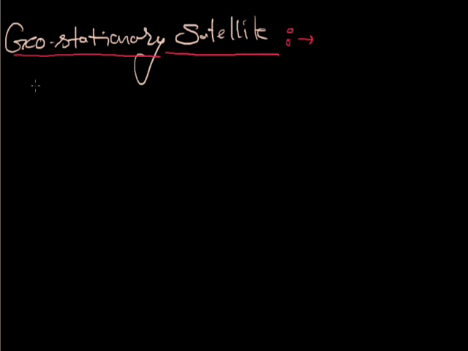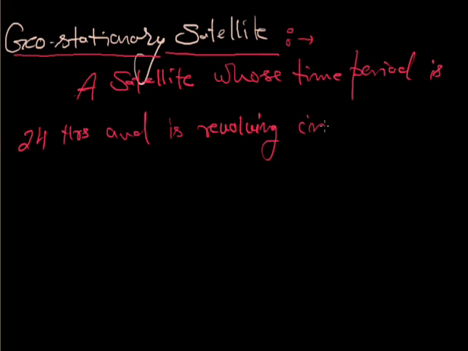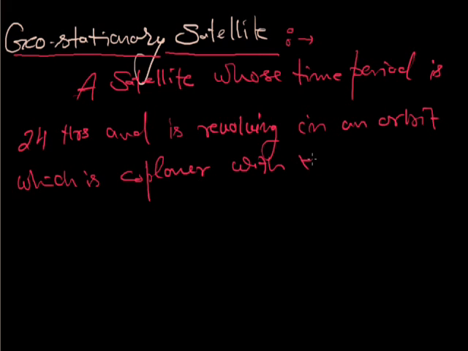A satellite whose time period is 24 hours and is revolving in an orbit which is coplanar with the equatorial plane is called a geostationary satellite.